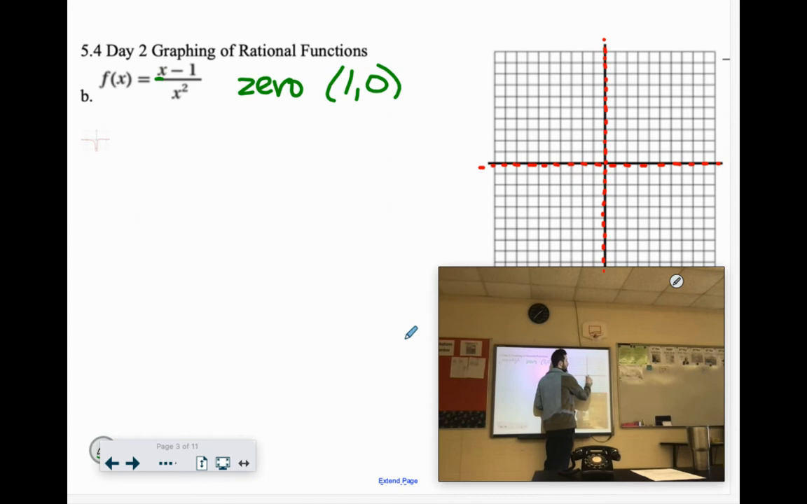So this is like kind of like a hole in the graph. So it's going to cross here, but it shouldn't actually be there because if I substitute in 1, it's going to come out to 0, which is on that asymptote. So it shouldn't be there. So it's going to have a hole there.